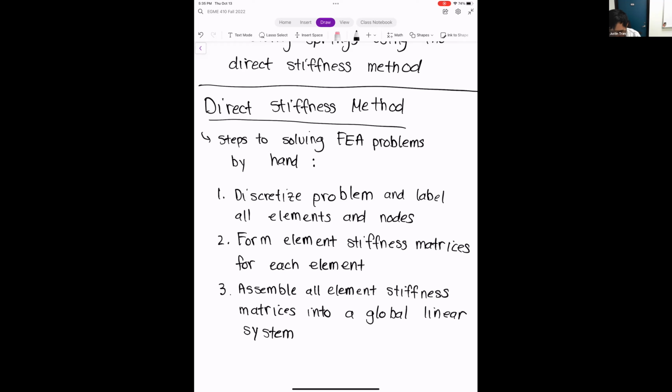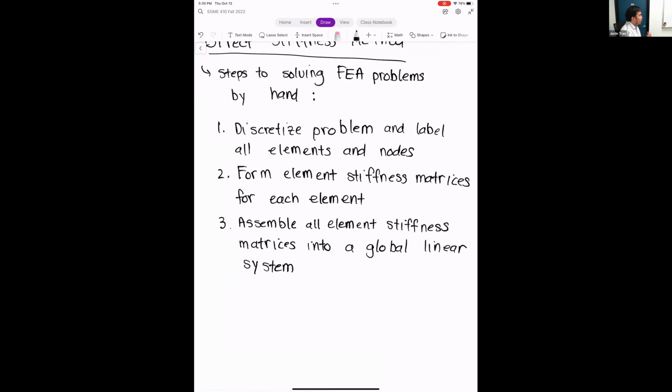Okay. The next step, after you get all the element stiffness matrices, is to assemble all of them into one global linear system. Remember, the point of FEA is to get an algebra problem out of this, and so that global linear system is our algebraic system of equations.